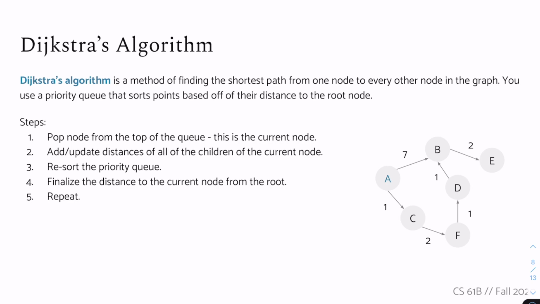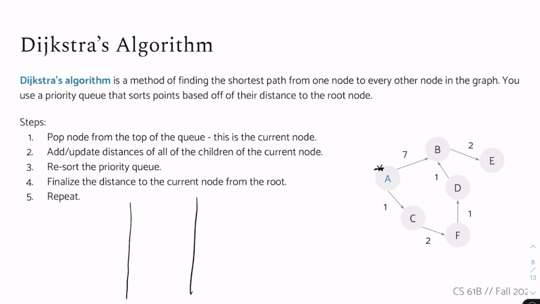So this is called Dijkstra's algorithm. The point of Dijkstra's algorithm is to find a shortest path from one node to every single other node in the graph. The way that works is you start here. A is going to be our root node, and now we are going to try to figure out the shortest path from A to every single other node. The way we do that is we use a priority queue. So let's say we have our priority queue here.